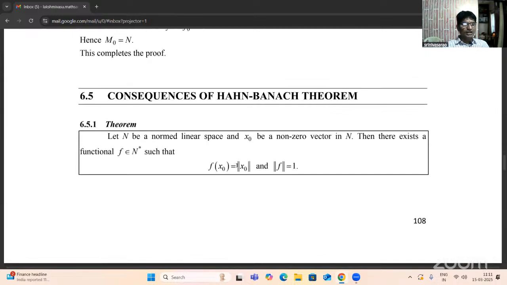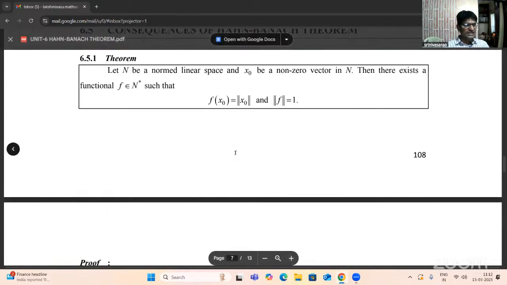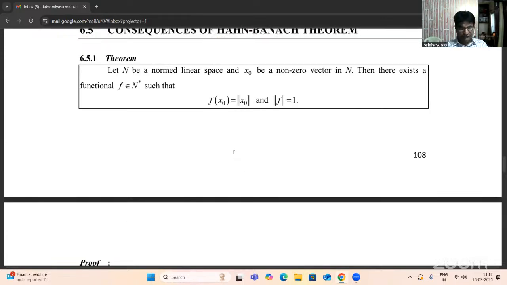Now, what are the consequences of the Hahn-Banach theorem? Now these are consequences. Students, listen carefully. This entire unit is part of the operator theory paper. This theorem is a very, very important concept. Each and every one must be repeated in the operator theory paper. This terminology is also referred to in the operator theory paper.